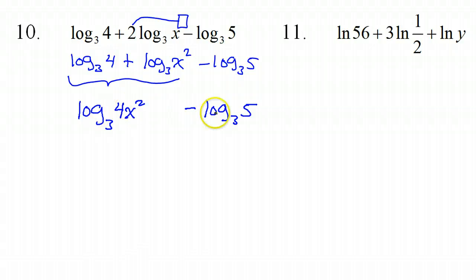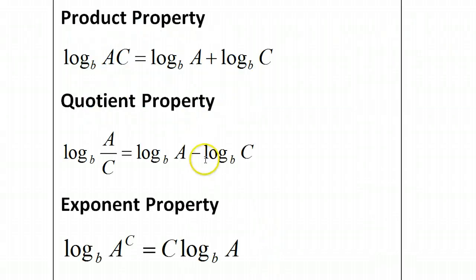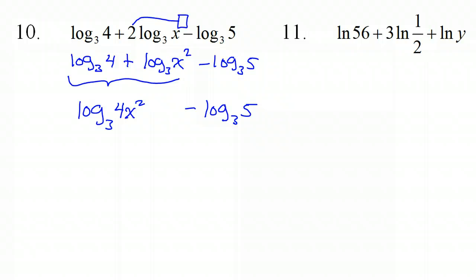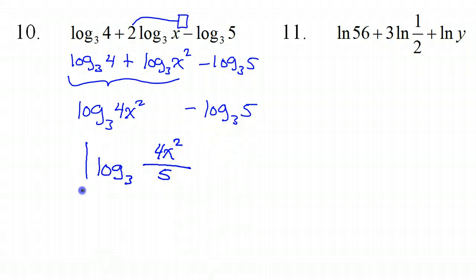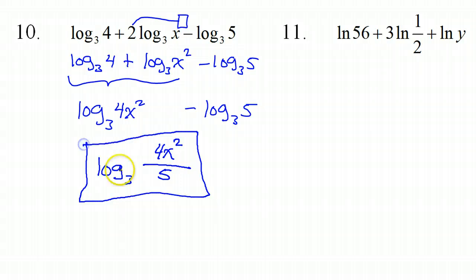So when you have a difference like this, subtraction, then that comes from the quotient property. So I can turn this difference into a quotient, like a fraction. So this has to be the numerator and this has to be the denominator. So this will become log base 3 of 4x squared over 5. And that's all we can do. That's the end. Please make sure you're only writing the word log once. Don't put log 4x squared over log 5.